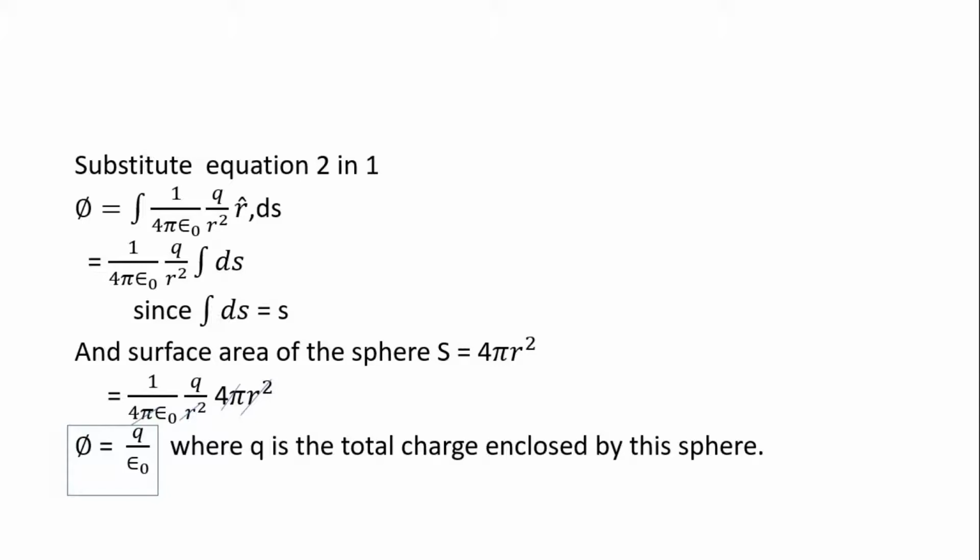So 4 pi r square. S ಇರೋ ಜಾಗದಲ್ಲಿ ನೀವೇನು ಮಾಡಿ, just substitute 4 pi r square. That is 1 by 4 pi epsilon naught times Q divided by R square times 4 pi R square. In place of S, we write 4 pi r square. Here 4 pi gets cancelled and r square gets cancelled. So what is remaining? Phi is equal to Q divided by epsilon naught, where Q is the total charge enclosed by the sphere. From this we can prove that the Gauss law is proved to be correct, right?